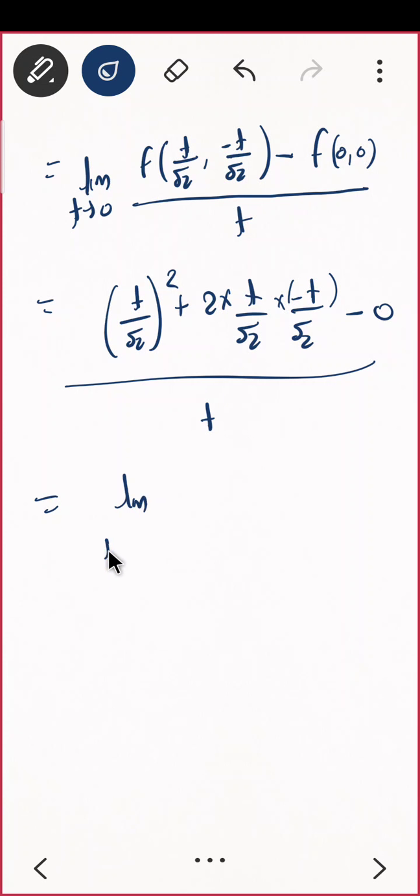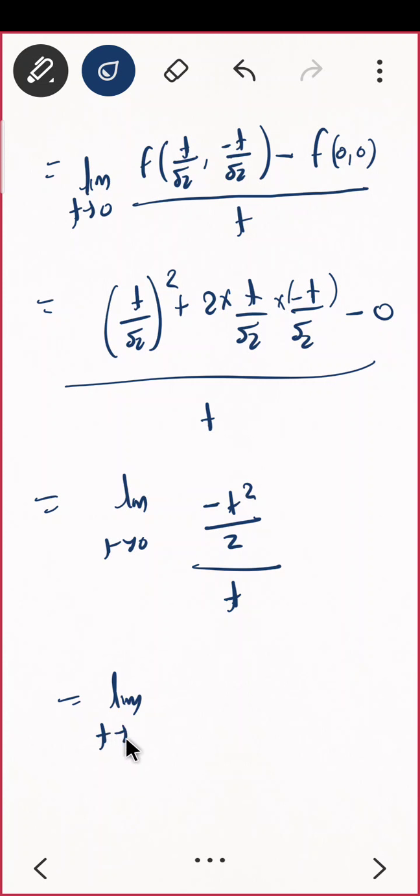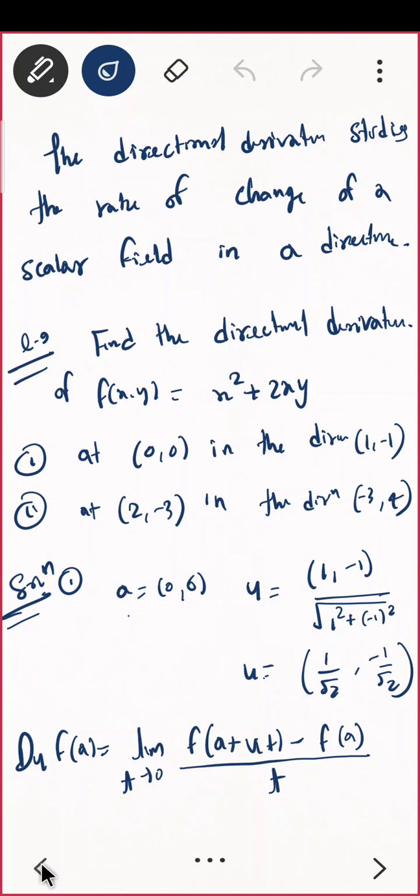Limit t tending to 0, in the numerator you will be having minus t square by 2, correct? 2 cancel and this is minus, so it will be minus t square by 2 divided by t. So this is giving me limit t tending to 0, this is t by 2 minus t by 2, that is 0. So directional derivative in this direction at 0 0 is 0. Perfect. Whenever you want to find directional derivative, the first thing you need to consider is make this guy a unit vector. You remember this thing, correct?